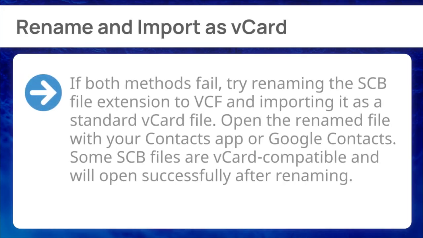Finally, rename and import as vCard. If both methods fail, try renaming the SCB file extension to VCF and importing it as a standard vCard file. Open the renamed file with your Contacts app or Google Contacts. Some SCB files are vCard-compatible and will open successfully after renaming.